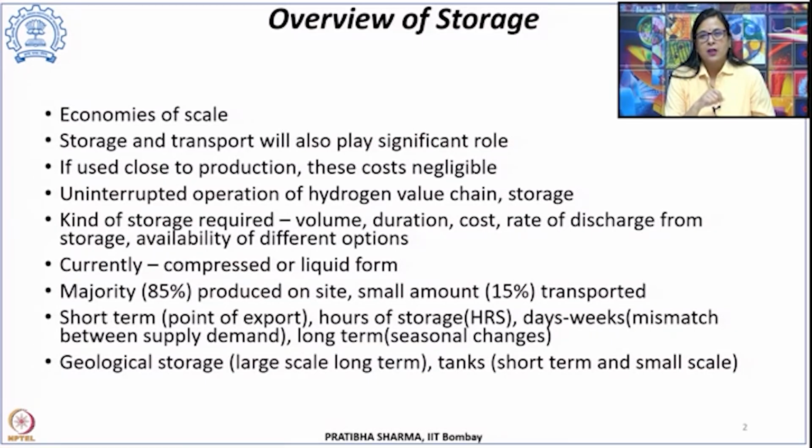For example, if hydrogen is being produced at the point where it is used itself, like on-site hydrogen production, in that case the costs involved in the storage and transport are negligibly small. However, if large scale hydrogen has to be transported over longer distances, then that may involve significant cost, and at times it has been found that this cost could be even 3 times the cost of hydrogen production.